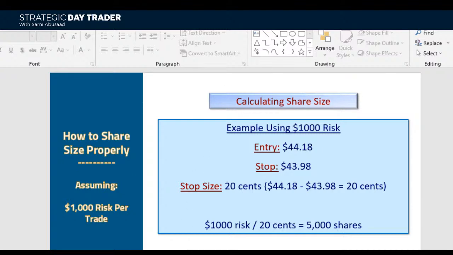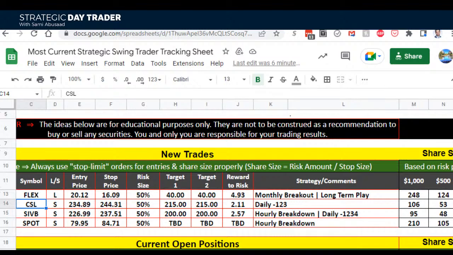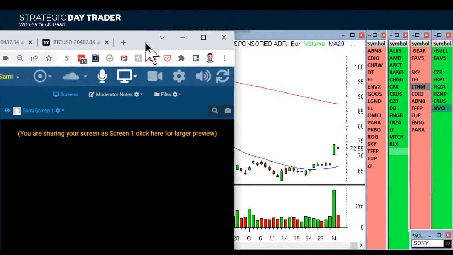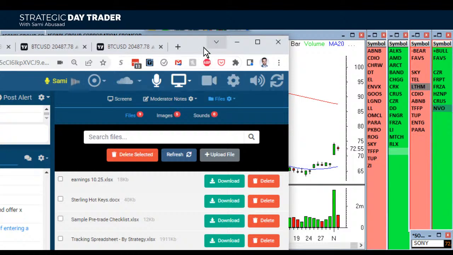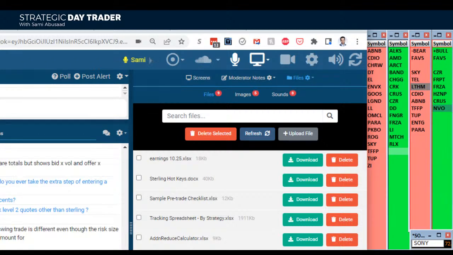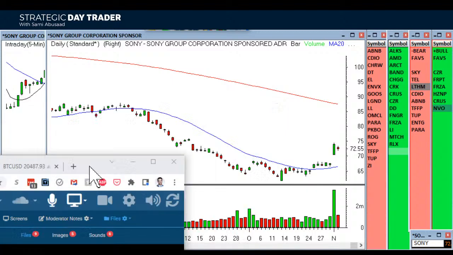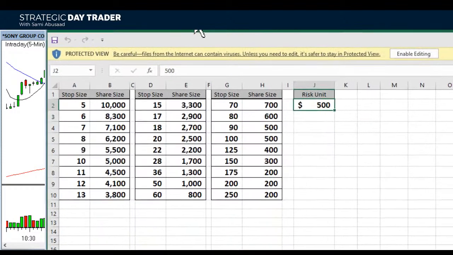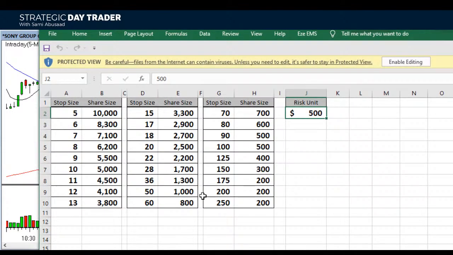In order to make it simple and easy, I have a table, a cheat sheet so to speak, and it's uploaded in the files folder. If you go to the room over here, go to the files folder, and it's called share sizing table. Download it, and you'll see what I mean. So let's download it here and open it up. It's an Excel sheet, and it's going to look like that. That's the table that's taped to my monitor in front of me. So for 5 cents, I take 10,000 shares.